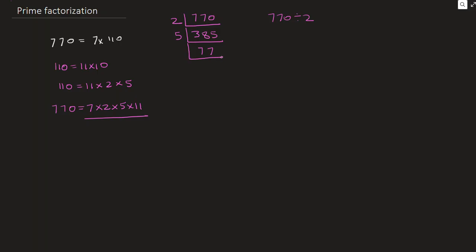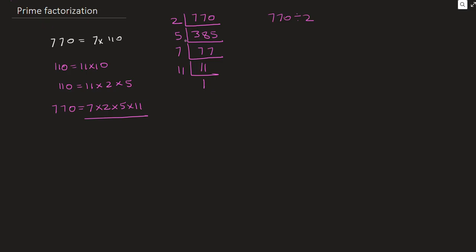The next lowest prime number that divides 77 exactly is 7. So 77 divided by 7 is 11. And then 11 divides 11 exactly, and in the end I have 1. So I have listed the prime factorization vertically.